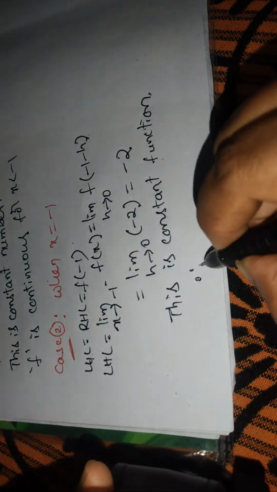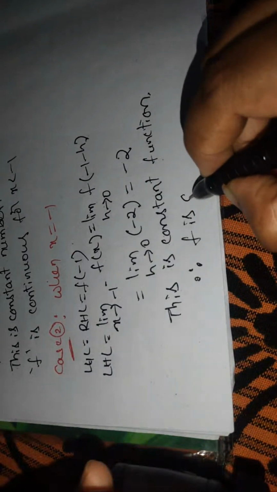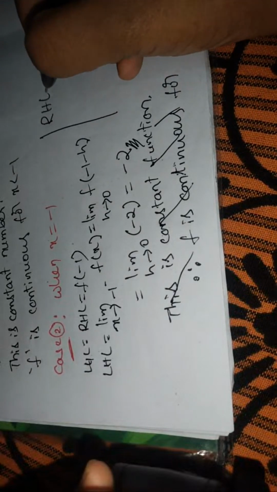Therefore it is a constant function. Therefore, is f continuous or discontinuous? Yes, f is continuous. We can do RHL also. We went up to LHL, now go for RHL. If RHL gets the same value, then it is continuous.